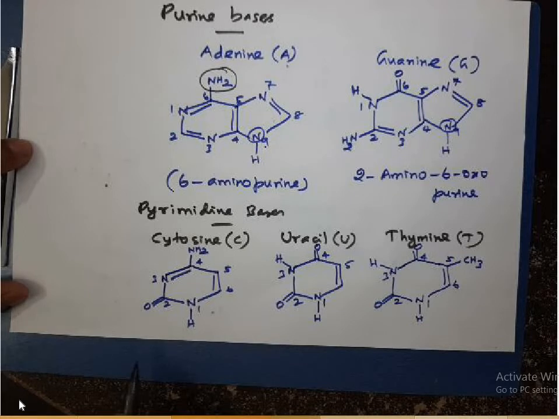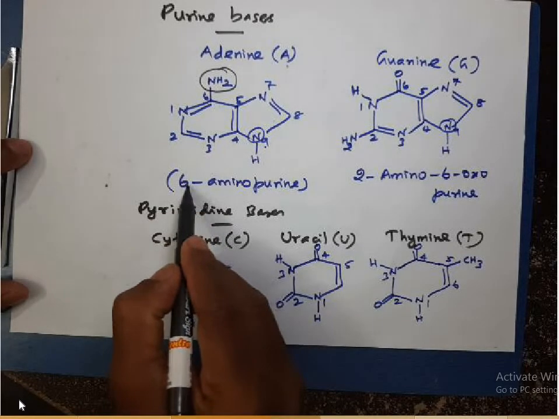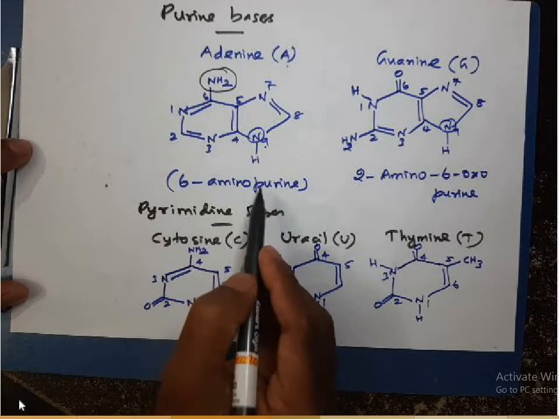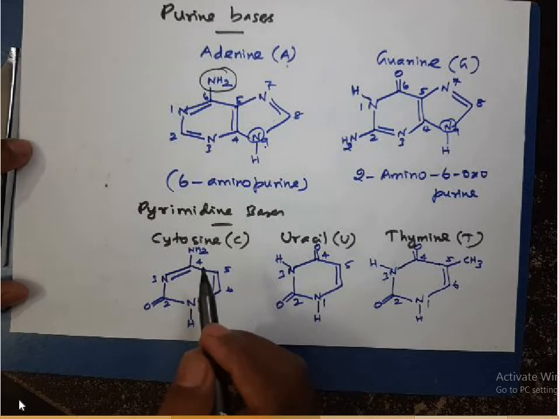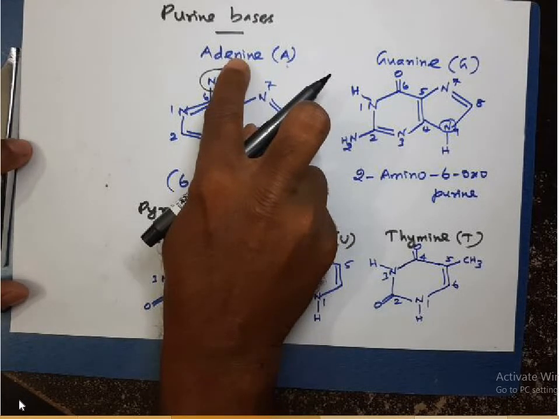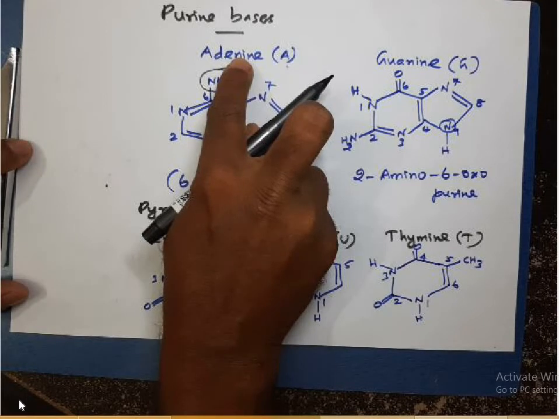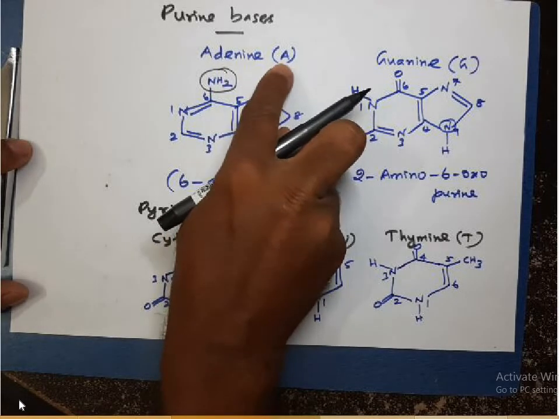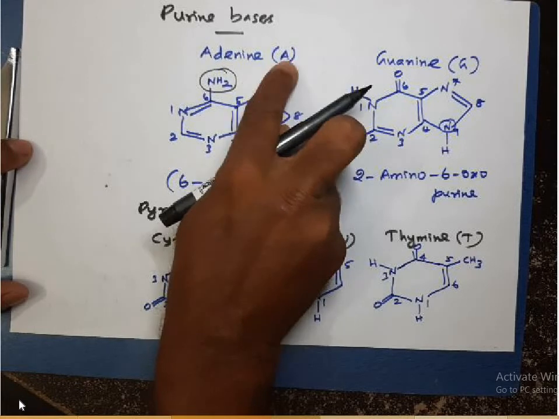I have introduced one amino group at position number 6. So this compound is called 6-aminopurine. 6-aminopurine is nothing but adenine. Okay, this purine base is called adenine. We use the symbol A for adenine.